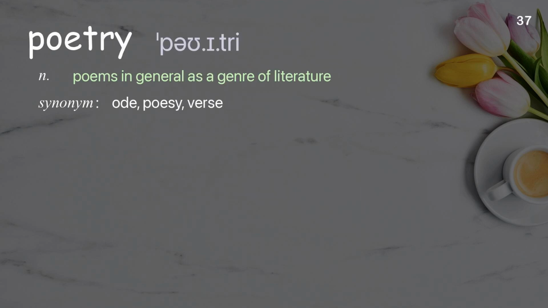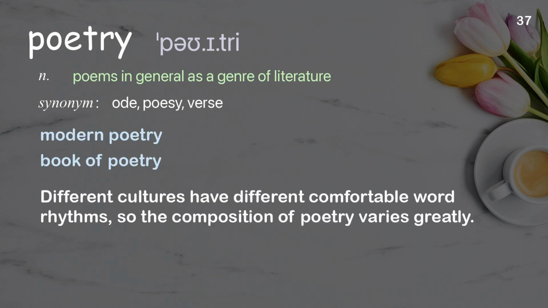Poetry. Poems in general as a genre of literature. Examples: Modern poetry. Book of poetry. Different cultures have different comfortable word rhythms, so the composition of poetry varies greatly.